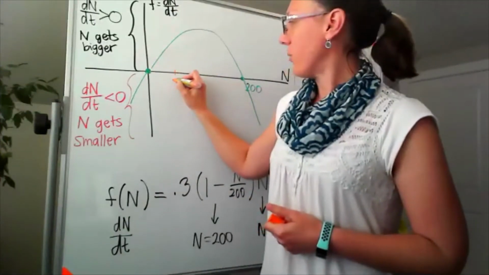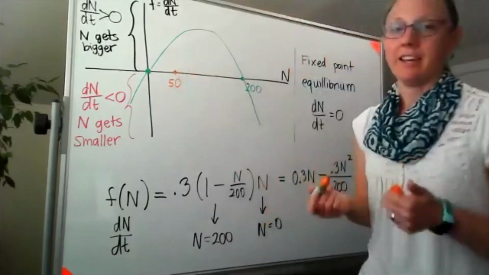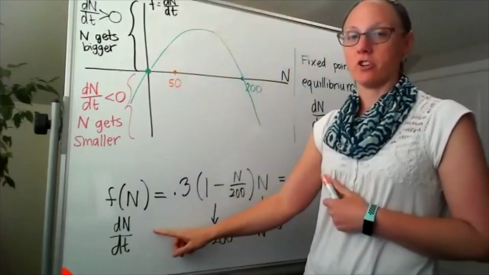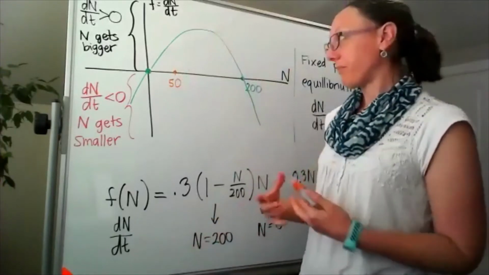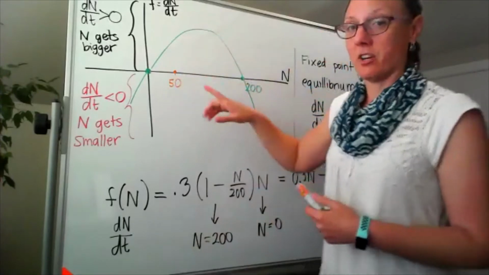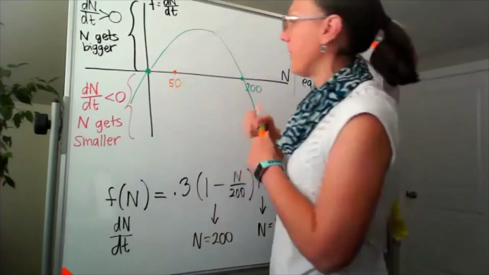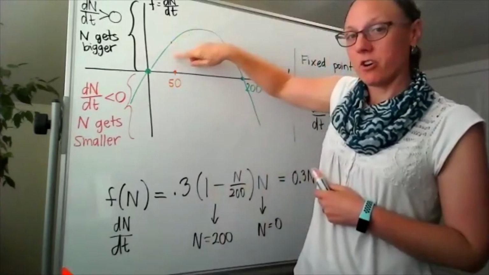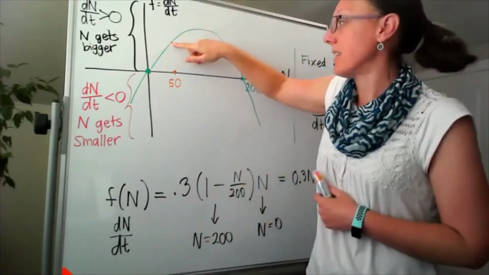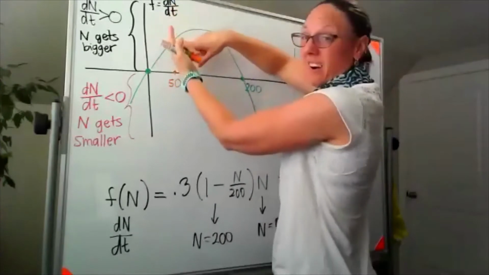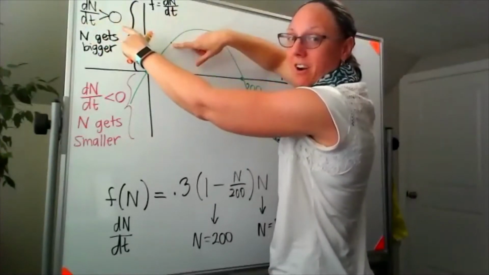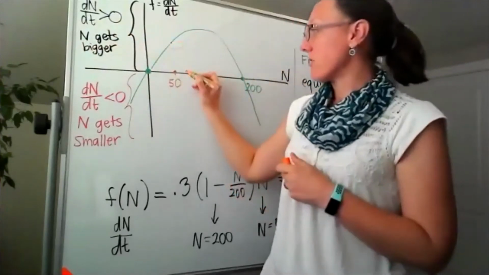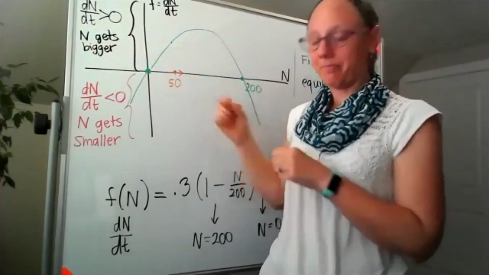So if I start with 50 turtles initially, then this graph represents how that turtle population is changing. So it's telling me how to change the population. So if I start with 50 and then I come up to the graph, then at 50 turtles, this graph has a value that's up here, which means the dN/dt is greater than 0, which means the N would get bigger. So I'd start with 50 turtles, and that population would grow a little bit.